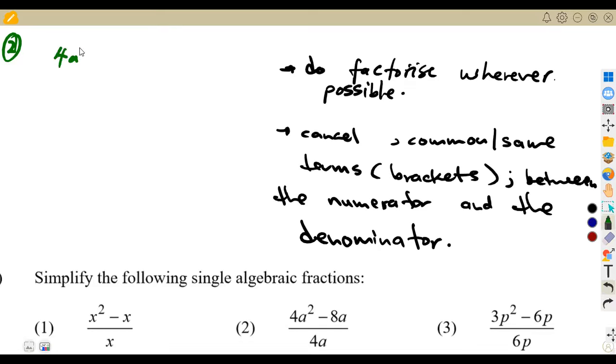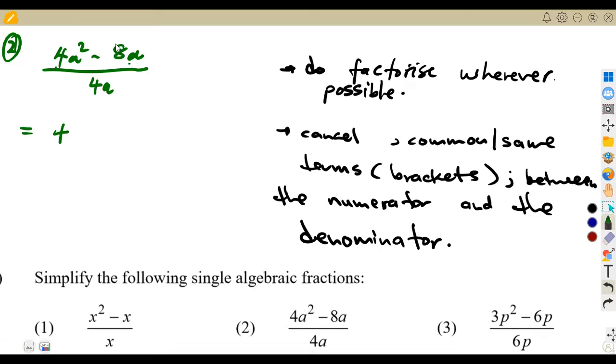We've got 4a squared minus 8a, everything over 4a. So make sure that you also watch the video on factorization so that you understand how to factorize these algebraic expressions. We talked about this as a separate topic on factorization. All right. So on the numerator, we also have a common term. If you consider 4 and 8, 4 is the highest common factor.